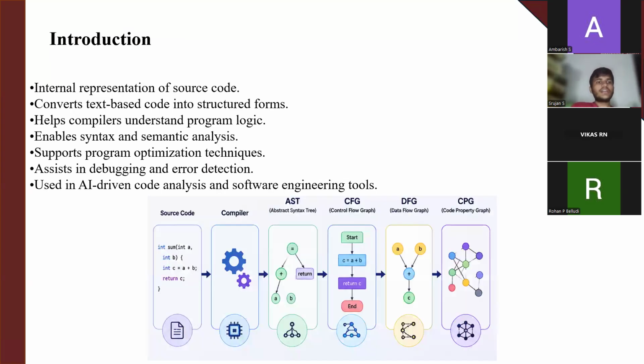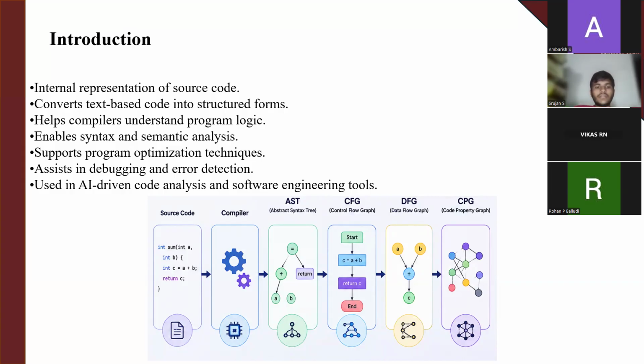First, introduction. Internal representation of source code converts text-based code into structured forms. It helps compilers understand program logic, enables syntax and semantic analysis, supports program optimization techniques, assists in debugging and error detection, and is used in AI-driven code analysis and software engineering tools.